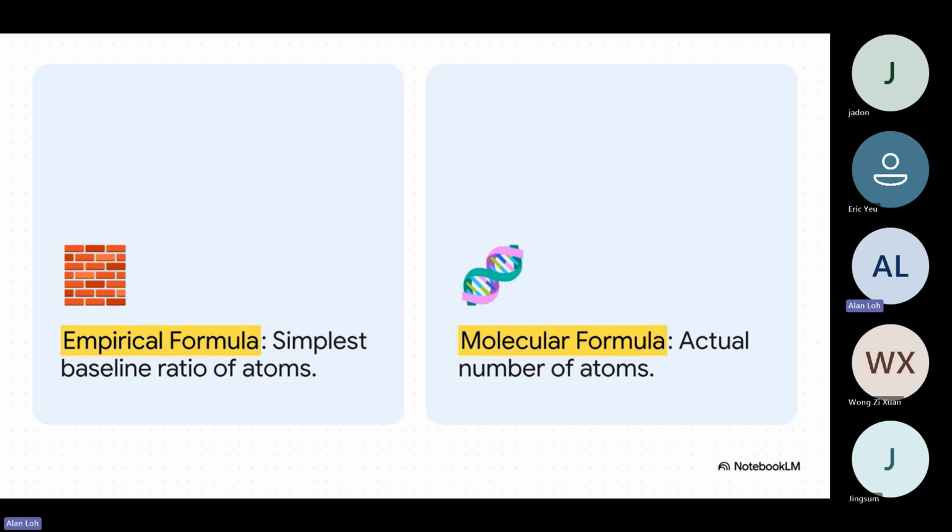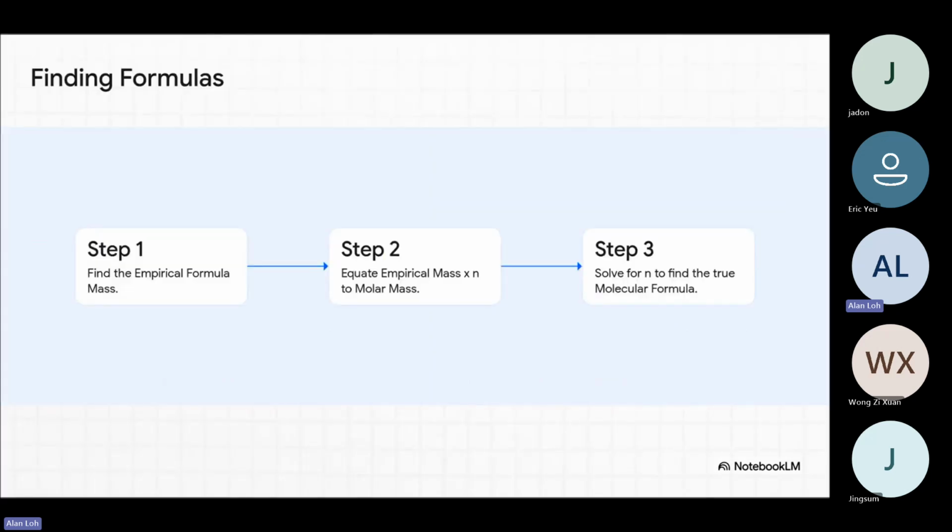But then we have the molecular formula. This is the true-to-life building block showing the actual exact number of atoms. So while the simple empirical ratio might be CH2, the actual molecule zooming around out there might be C4H8. So how do we find that true molecular formula from experimental data? It's a simple, logical 3-step process.